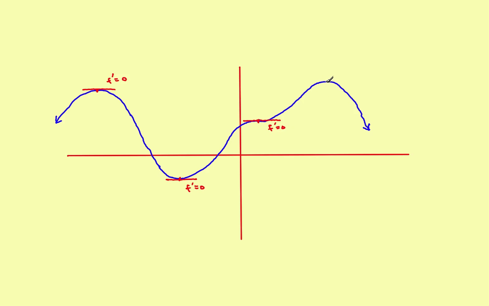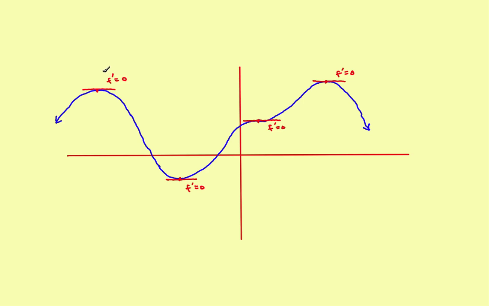And then finally, at another point over here, it hits a maximum. In this interval it went from increasing, hit a horizontal tangent, and continued to increase. At this point it has a horizontal tangent, so again, f prime is equal to 0. So each one of these is a critical point.